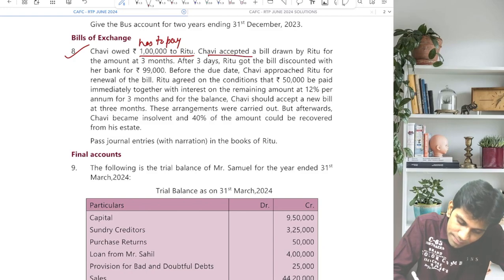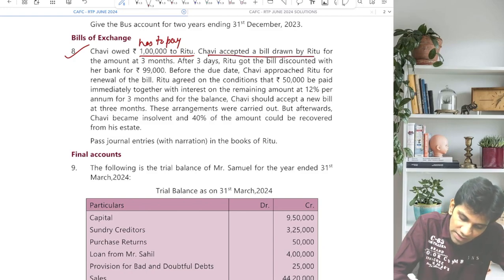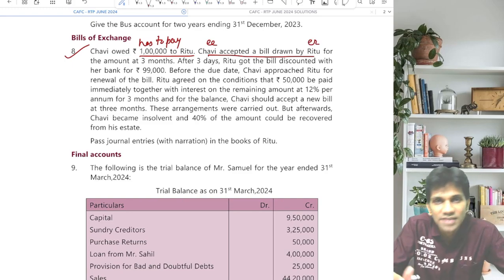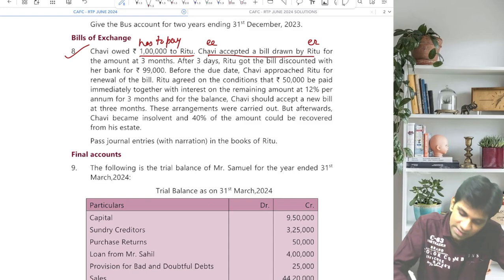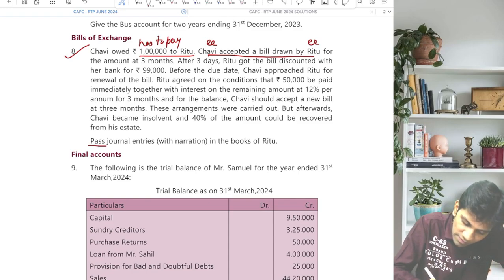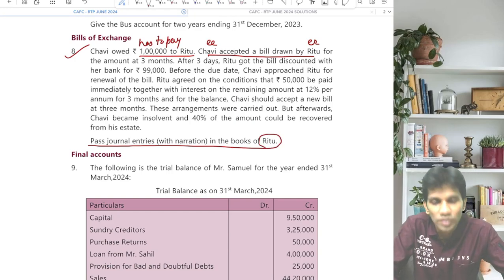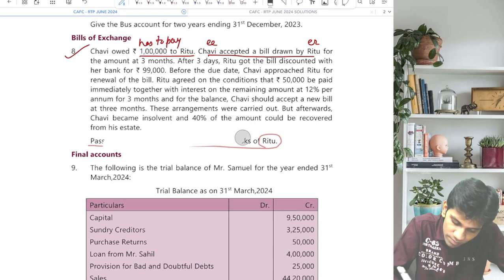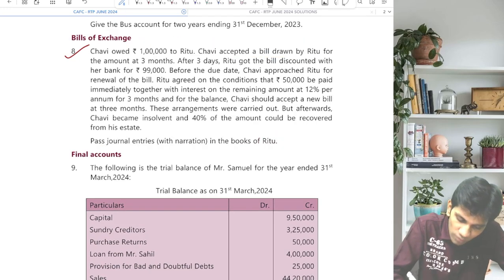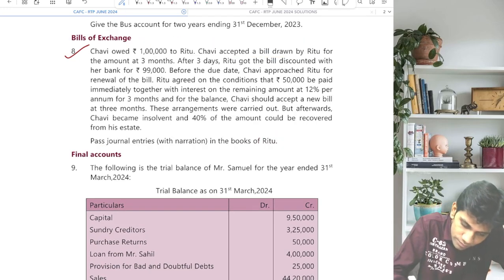So Chavi accepted a bill drawn by Ritu. So Chavi is the drawee and Ritu is the drawer. After deciding who is drawer and drawee, let's read the last line. In whose books are entries passed? We are supposed to pass entries with narration in the books of Ritu. Ritu is drawer. So let's start passing the entries in the books of Ritu, that is drawer.